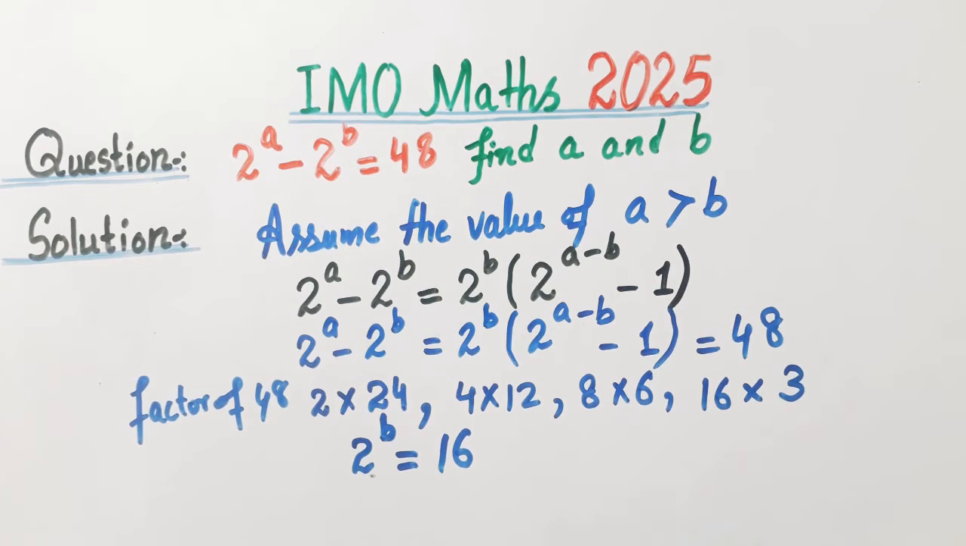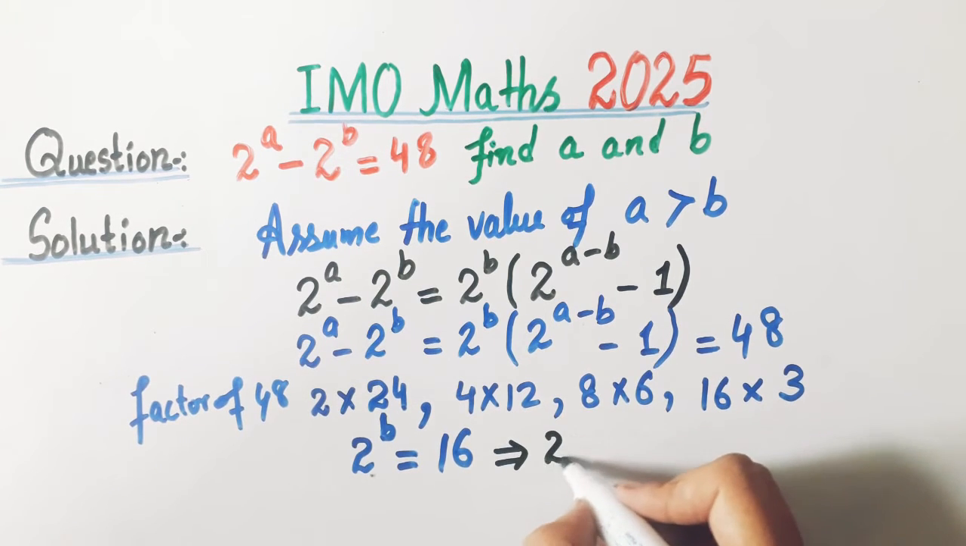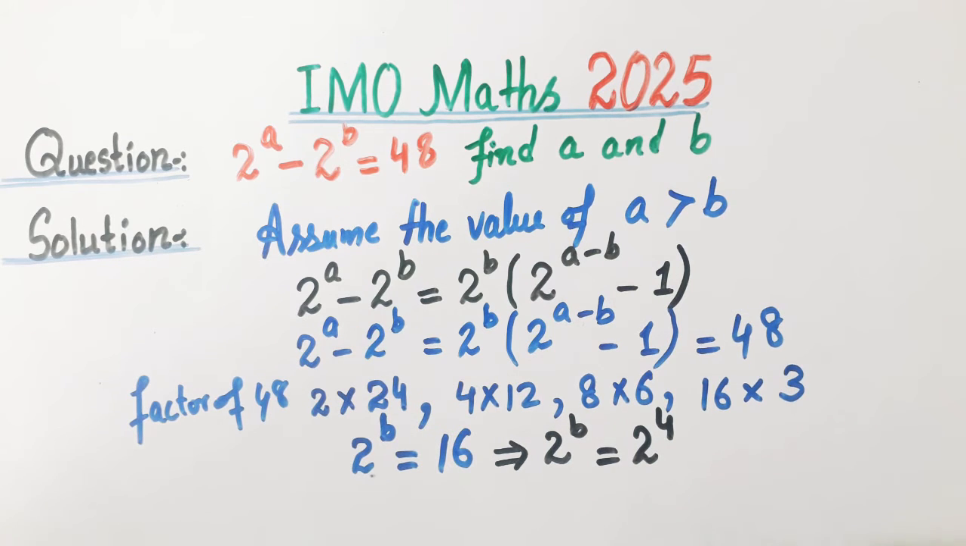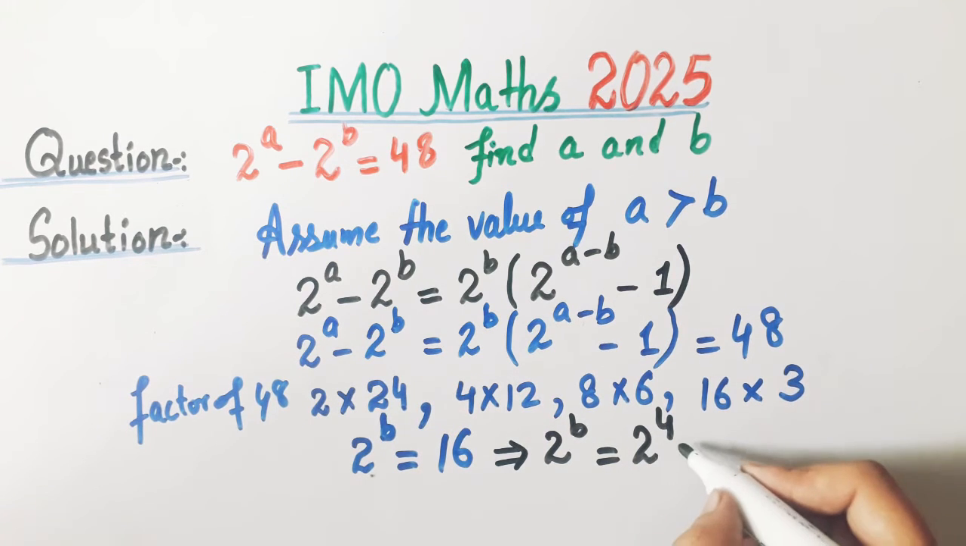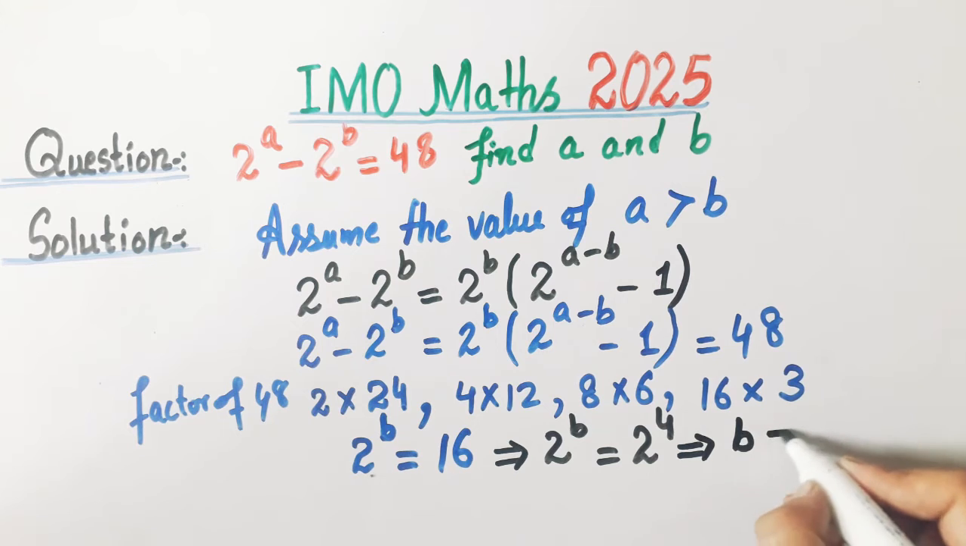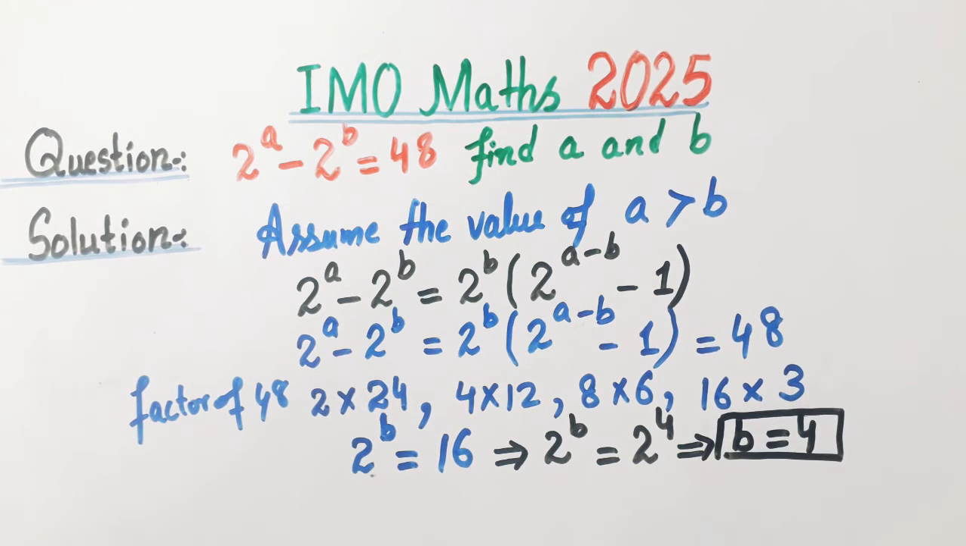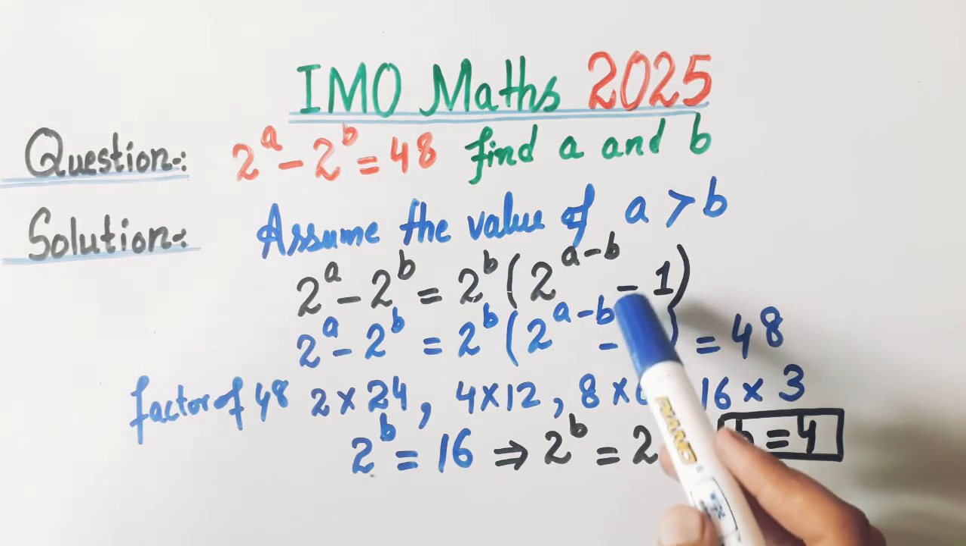By simplifying this, 16 can be written as 2 raised to power 4, which implies that when the bases are the same, the powers are also the same, so b is equal to 4. We have found the value of b, that is 4. Now we can easily find the value of a by substituting the value of b in this equation.